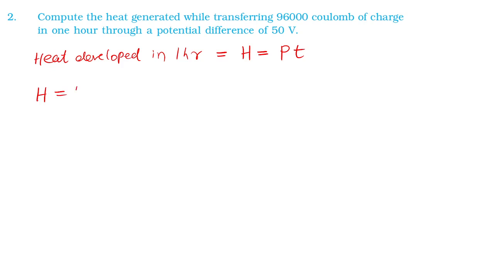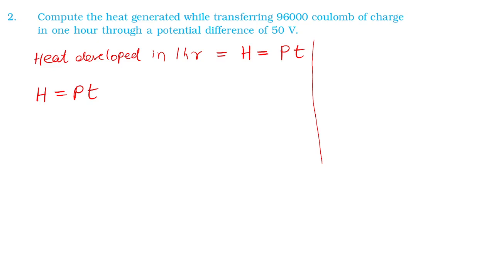Let me write once again. H equal to power into time. Here T is 1 hour. I want to convert it to seconds, because second is our unit, right? Or let me do one thing, let me discuss in another way.